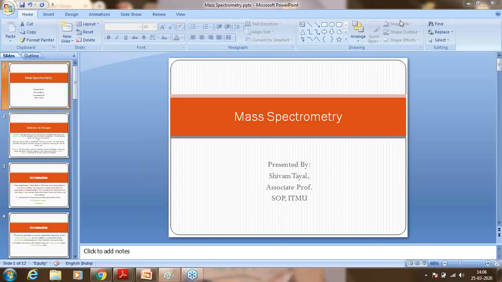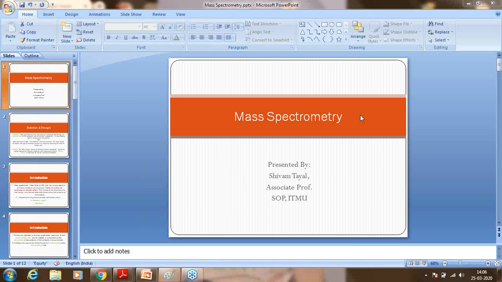Today's topic is mass spectrometry. As you know, what is the name of the subject? It's an analytical, it's an instrumentation technique. So, likewise, other instrumentation techniques which we have already learned, it is also one of the types of analytical technique, right?